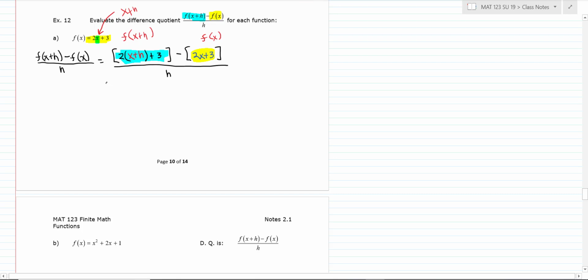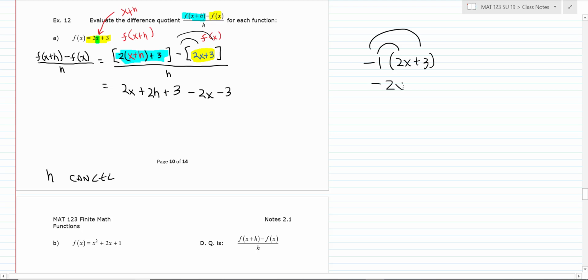Then what we do is algebraic simplification. What'll happen is that h, if you do everything right, that h is going to cancel at the end of the problem. So we start by doing a distributive property. So 2 times x is 2x, 2 times h is 2h. Then we have the plus 3. This is going to distribute through there. That'll change the sign, so that will be minus 2x minus 3. See, that part right there can be thought of as multiplying by -1, distributing by -1. Okay, then that whole thing is over h.